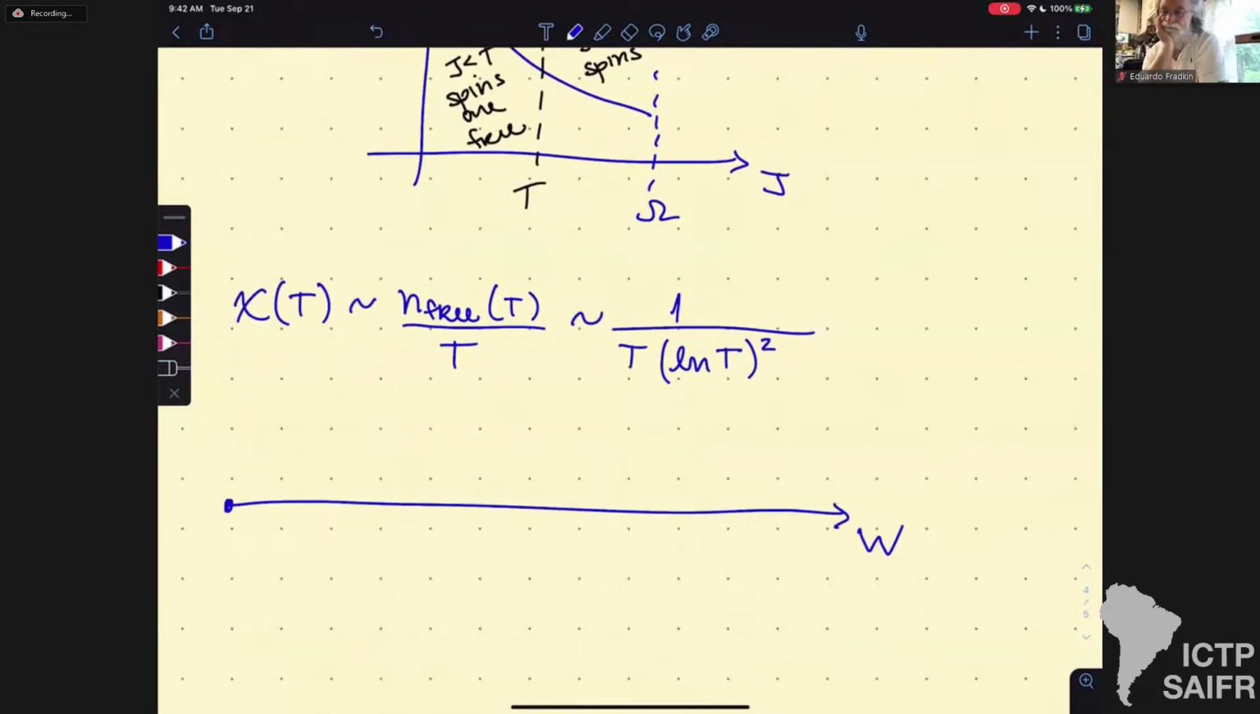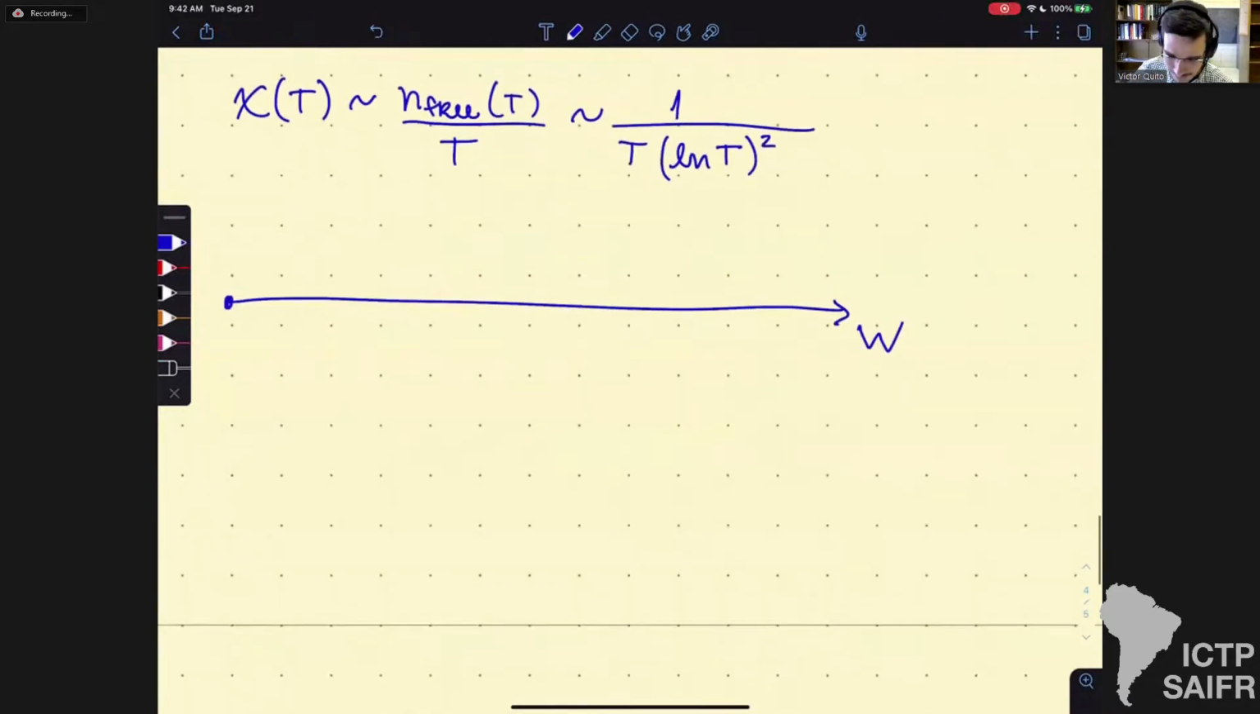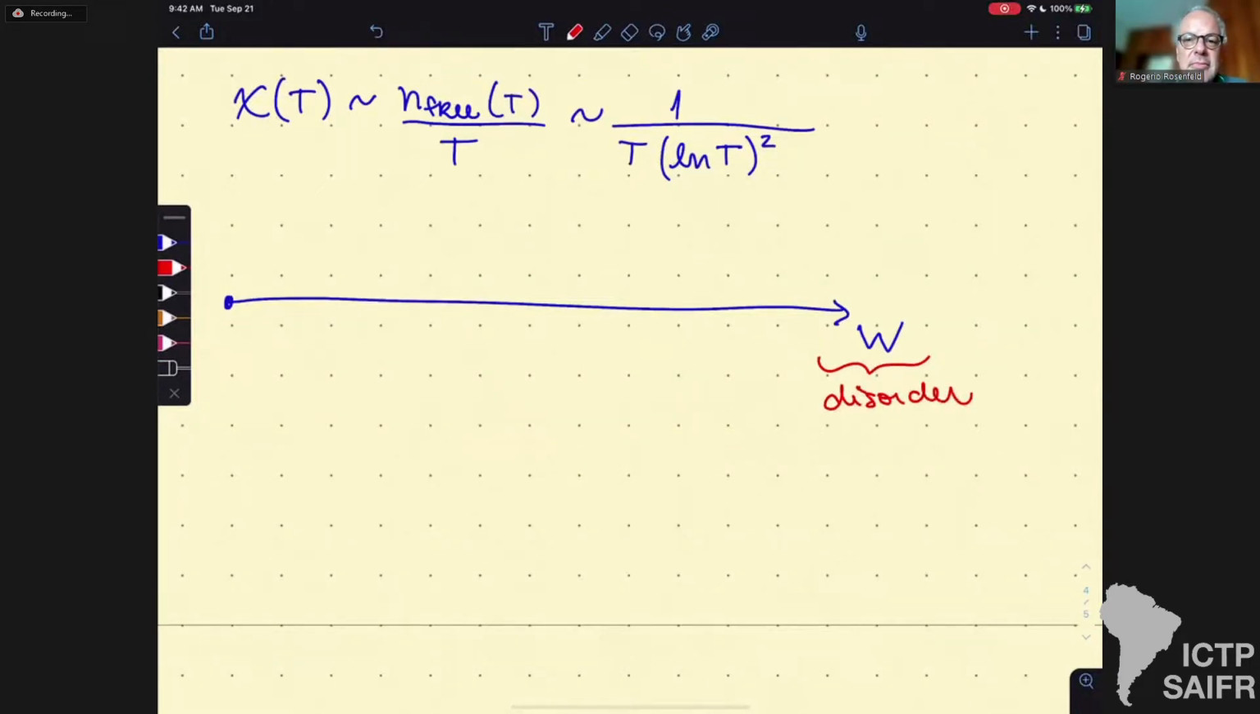Sorry, Victor, before you continue, you keep writing W, but I don't know what W is. Oh, sorry. W is the disorder strength, so let me define it. This is the disorder strength, which is the ratio of the standard deviation by the average. Okay, thank you for the clarification.